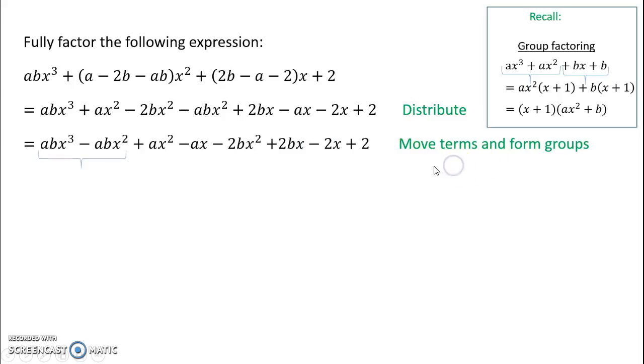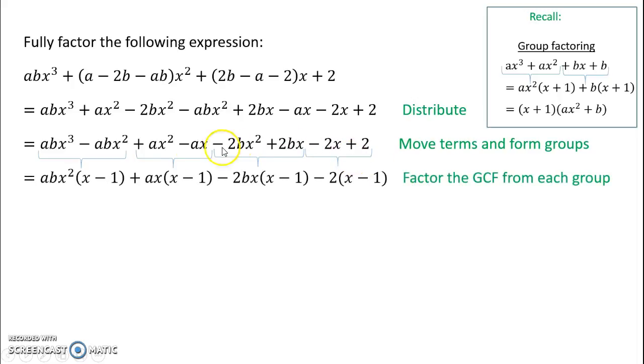After moving terms, we now form groups. This will be our first group, the second group, third group, and the fourth group. After that, we factor the greatest common factor from each group. The greatest common factor here is abx squared, so we factor abx squared out, and we're left with x minus 1.